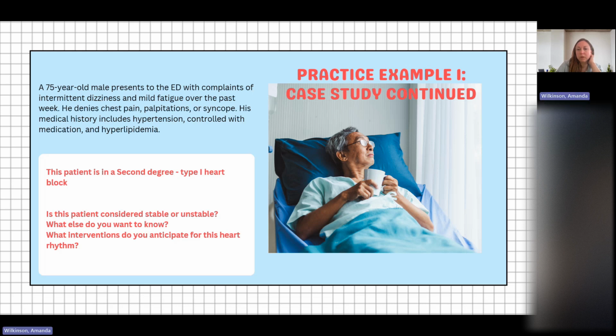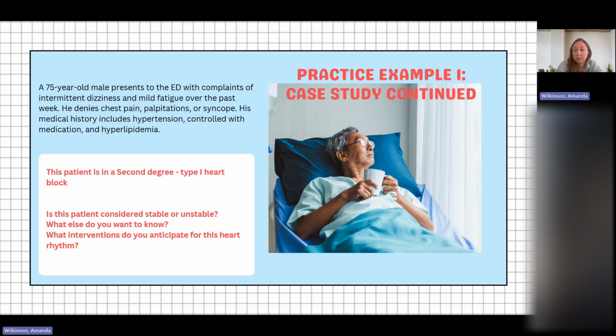What would we want to know? We're going to do an ECG and throw them on the monitor, but what else do we want to know about them? Yes, what meds they're taking for their hypertension. Is this new or old? Great. Good. Those are two big ones.